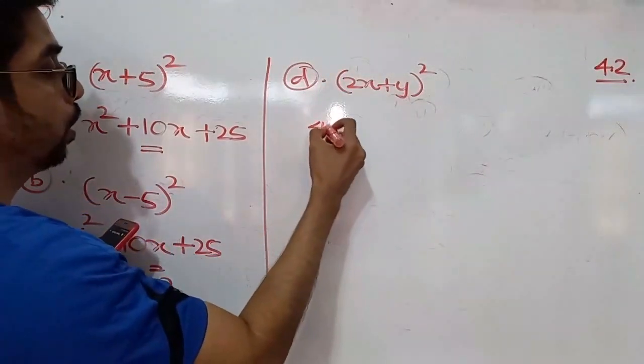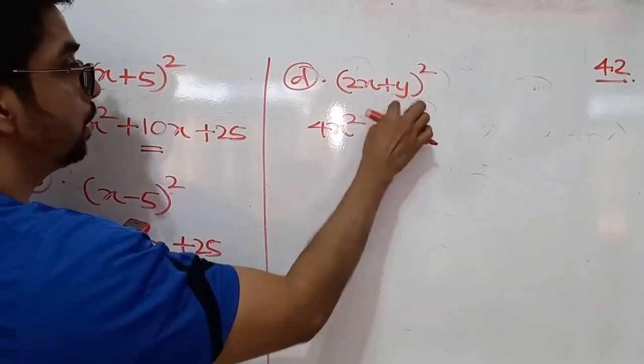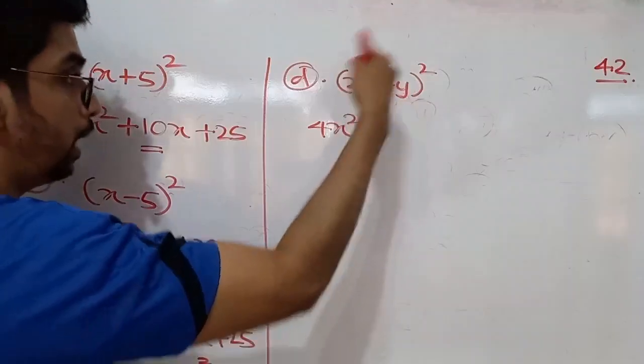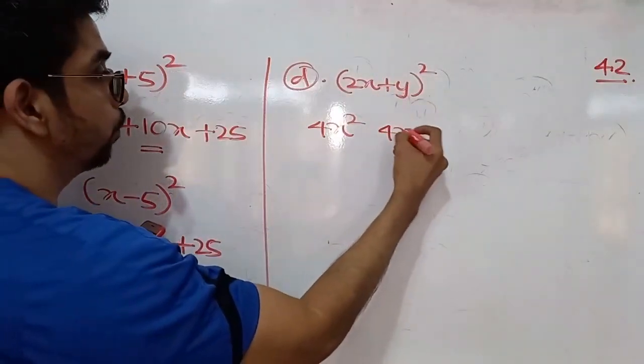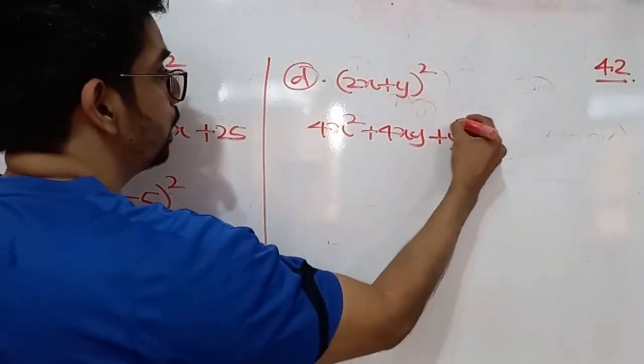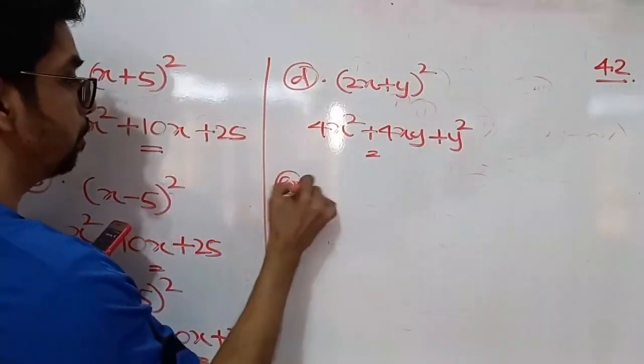Right. So we have to square this term. So this becomes 4x squared. Then we have to multiply these two. Right. So it becomes 2xy. Again multiply that by 2. So this becomes 4xy plus. Then plus y squared.